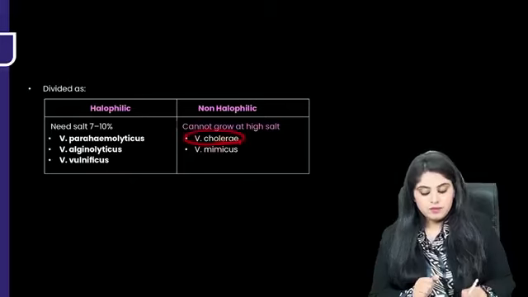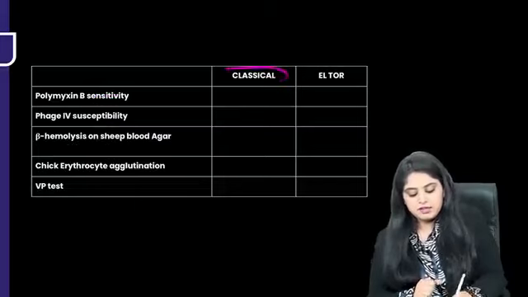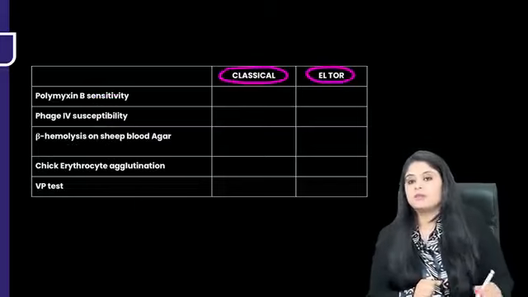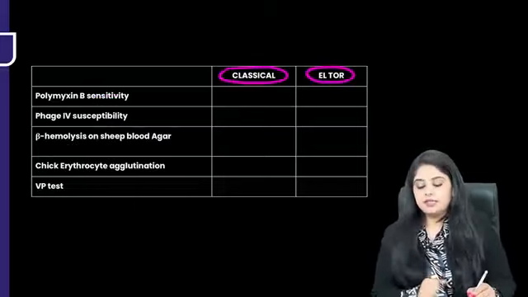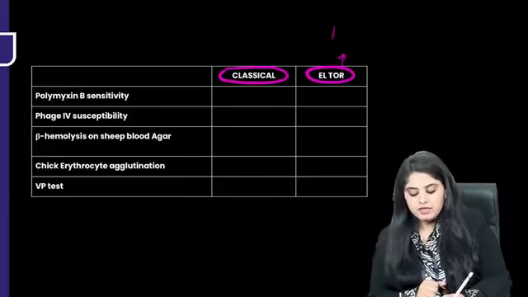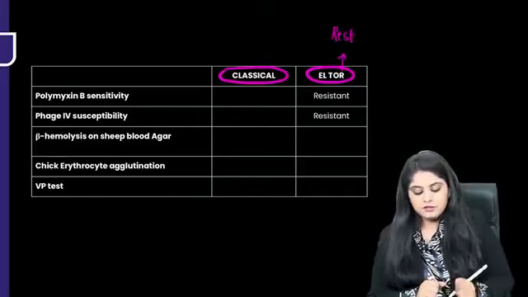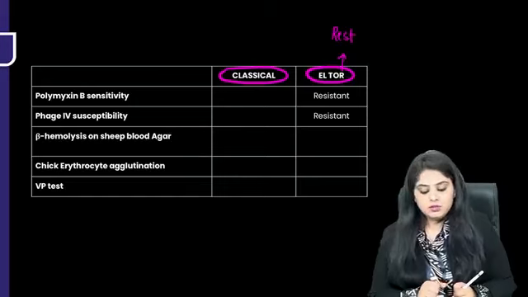So remember, cholera has two different types of strains that are circulating. We have classical and we have El Tor. And the method of learning this is El Tor is everything resistant. So if I ask you, what is the polymyxin B sensitivity? You will say it is resistant. Phage susceptibility, it is going to be resistant.